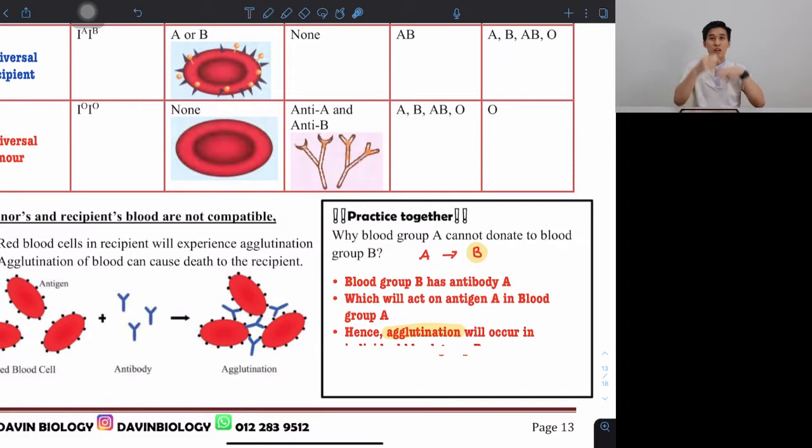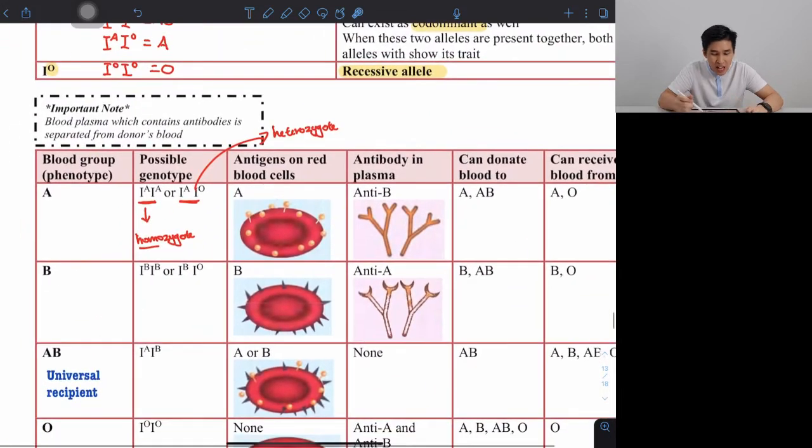His antibody will fight with the blood group A that he received, and then the blood will clot. So when this happens, your blood becomes from fluid to like jelly that cannot flow anymore, and then this person will definitely die. Now, some of you will ask this: can I say the antibody B is going to act on the antigen B? The answer is no.